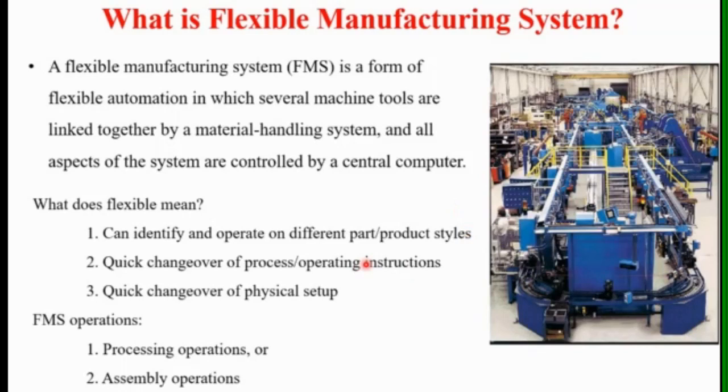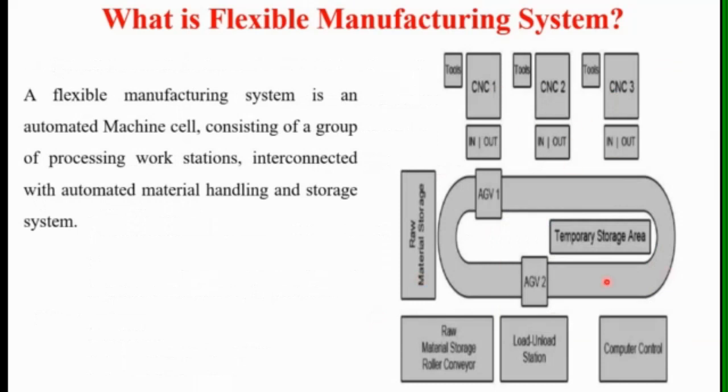There are two basic operations in which this flexible manufacturing system can be used: either the processing operations or the assembly operations. Then again, here we can see a layout of this flexible manufacturing system where CNC machine tools are placed. The operating tools are also controlled by the computers. Then this material handling system is used here, with automatic AGVs, automated guided vehicles. Then the material storage system, the load and unload station, and this is the computer by which the whole system is controlled.